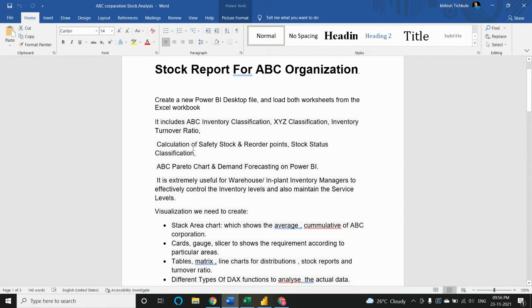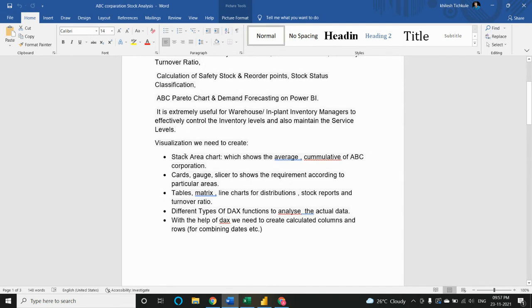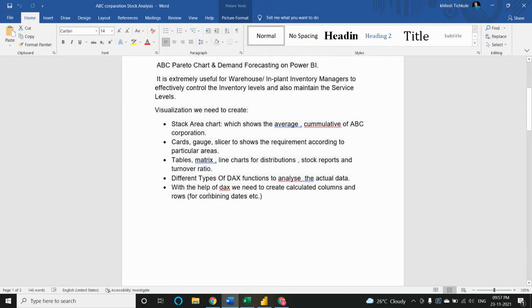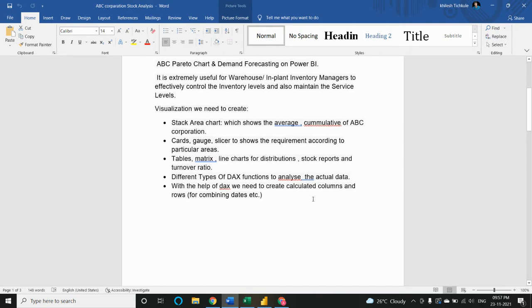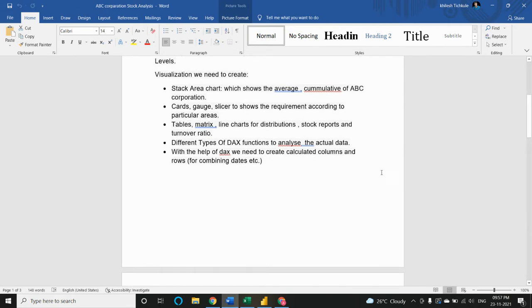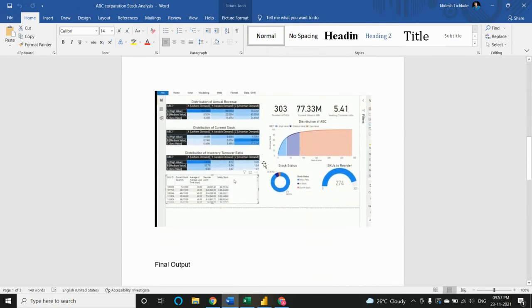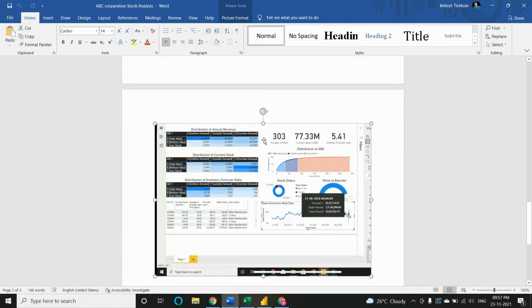I need to create the visualization for the stacked area chart, which shows the average cumulative of ABC Corporation, cards, gauge, slicers to show the requirement according to particular areas, tables, matrix, line charts, and distribution stock reports and the turnover ratio. And the different types of DAX functions to analyze the actual data. With the help of DAX, I need to create the calculated columns and the rows. My final output report should be like this.